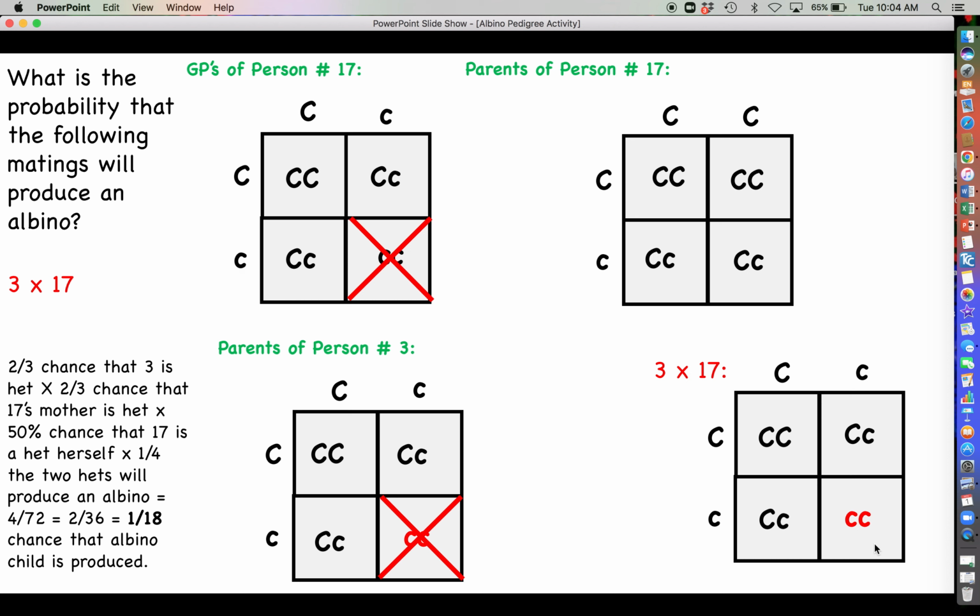And then finally, the mating that we see here between 3 and 17, if they are both heterozygous, they have a 1 in 4 chance of producing an albino person or an albino child. So 2/3 times 2/3 times 1/2 times 1/4 gives us, as we simplify this fraction, a 1 in 18 chance that they would produce an albino child.